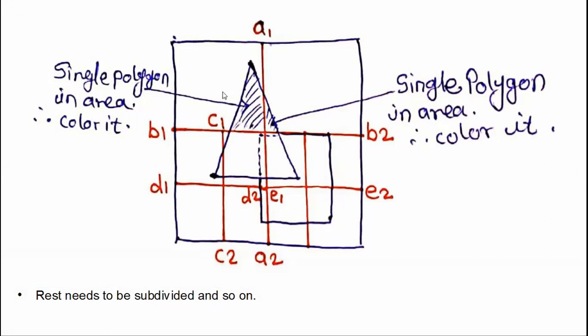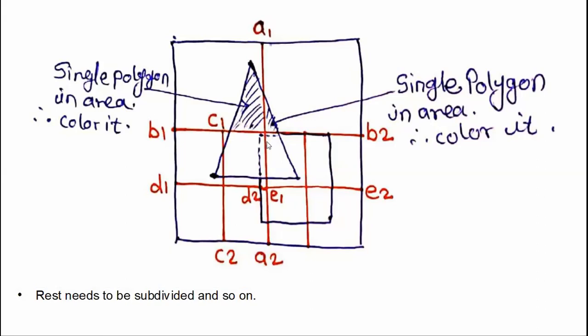I will first observe the first part. In this part, a single polygon is in the area. If a single polygon is in the area, we can directly color it with the polygon's color. Suppose I want to color this triangle with yellow and this rectangle with blue. This is the portion of the triangle only, so I will color this portion yellow. Again, I observe the second portion. Here also only one polygon is available, the triangle, so again I will color it yellow.